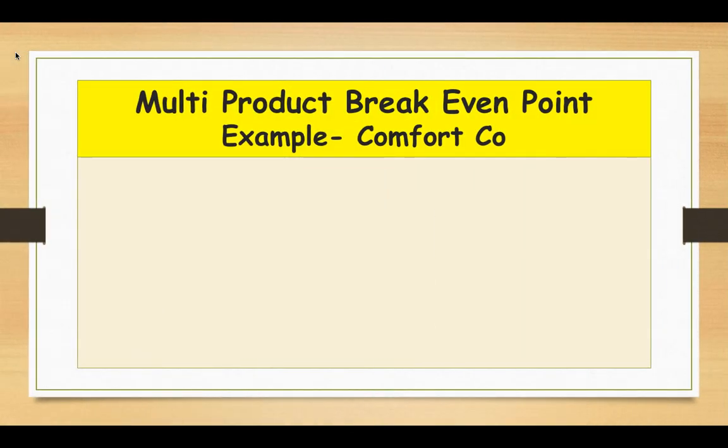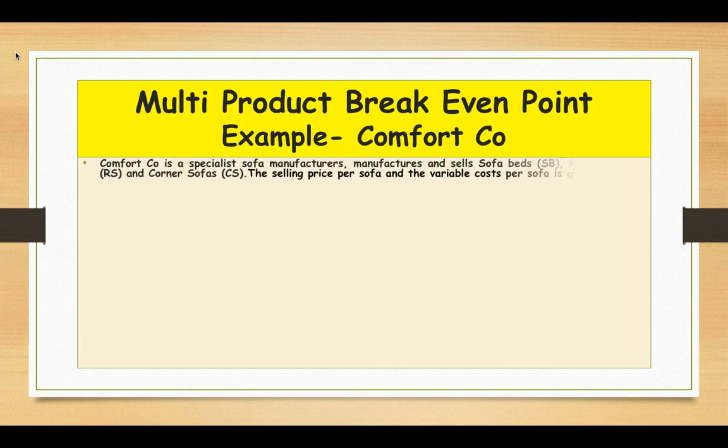We are going to see an example called Comfort Company. So we'll look at the question. Comfort Company is a specialist sofa manufacturer and sells sofa beds, recliner sofas, and corner sofas. Because the company is selling more than 2 products, this is a multi-product company. So we'll continue with the question.